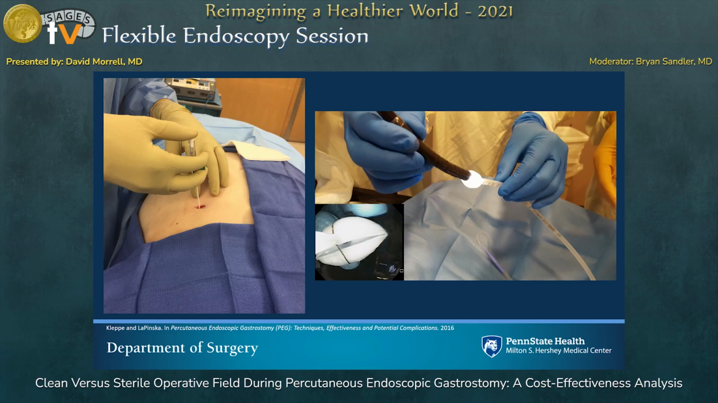And for the purposes of this study, a sterile operative field PEG is as demonstrated on the image on the left, a procedure where the patient is prepped and draped in the usual sterile fashion, and the providers involved in the abdominal portion of the PEG procedure are gowned and gloved sterilely as well. In contrast, our clean procedures forego that sterile field, and the providers are using non-sterile nitrile gloves and no sterile gowns.